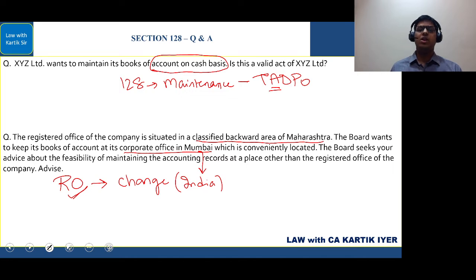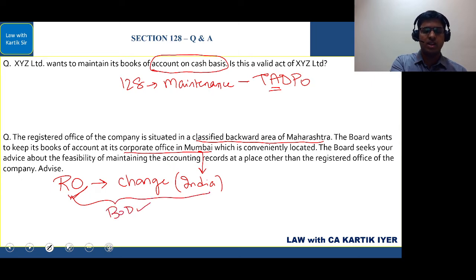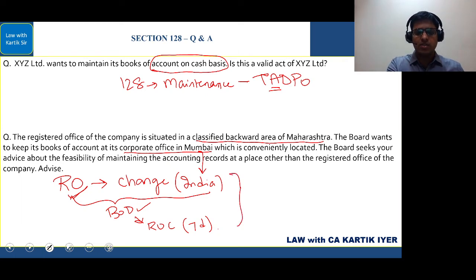Easy to understand. Now they have said the board seeks your advice regarding the feasibility of maintaining. Can they keep it? The answer is yes, they can keep it, provided there is only one condition. That is, after the board of directors take the decision, they have to intimate the ROC within how many days? Within 7 days. This we had done again in section number 128 in the category of place of keeping the books of accounts of the company. Place of keeping, this is what was there.